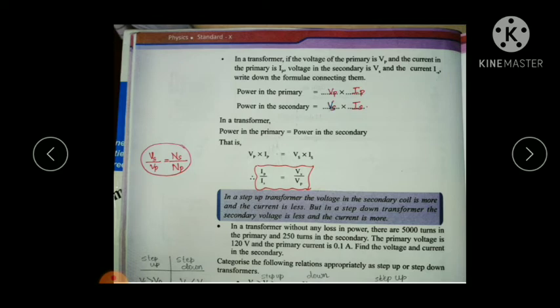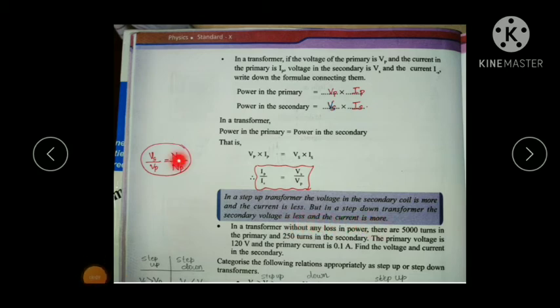In the case of a step-up transformer, which is used for increasing the voltage, the current in the secondary will be less. In the case of a step-down transformer, which is used for decreasing voltage, the current in the secondary will be high. So in a step-up transformer, the voltage in the secondary coil is more and the current is less. But in a step-down transformer, the secondary voltage is less and the current is more.